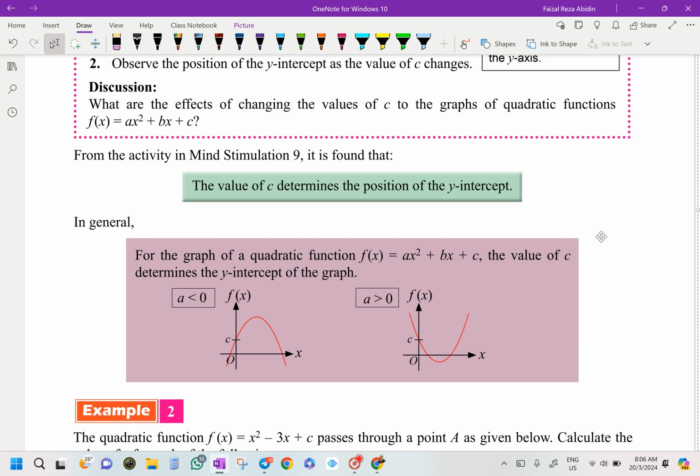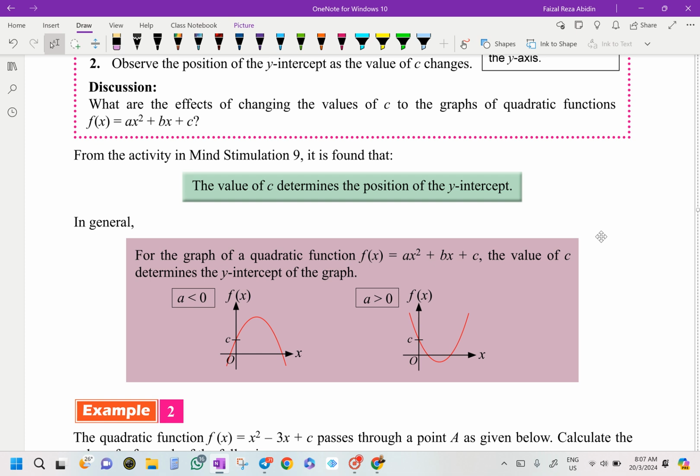Bila C dia negative value, so dia akan pergi pada part C1 yang negatif di bawah. Boleh kelas? Okay. Is it going to be changing opposite way if we are going to have either the maximum graph or the minimum graph? Is it going to be changed?